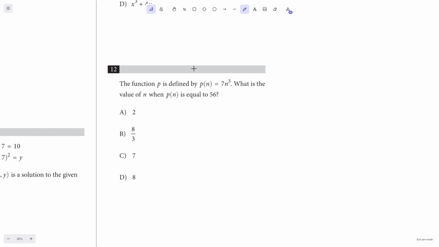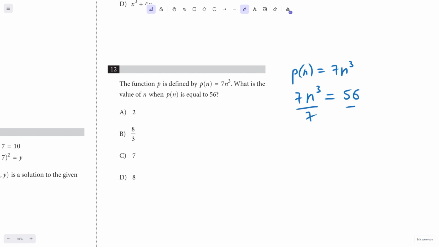Now let's look at the 12th problem. The function p is defined by p of n equal to 7n cubed. What is the value of n when p of n is equal to 56? Alright, so we have this function p of n is equal to 7n cubed, and what we have to do is to set this equal to 56 and solve for n, and that's what we're gonna do. 7n cubed is equal to 56, and let's solve for n.